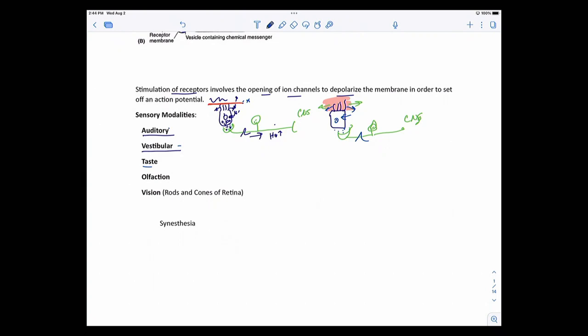With taste, again, you have some taste molecules or proteins in receptors in your tongue, and again, same theme here. As various molecules bind to those receptors on your tongue, it's going to release neurotransmitters. Again, you're going to have action potentials there.